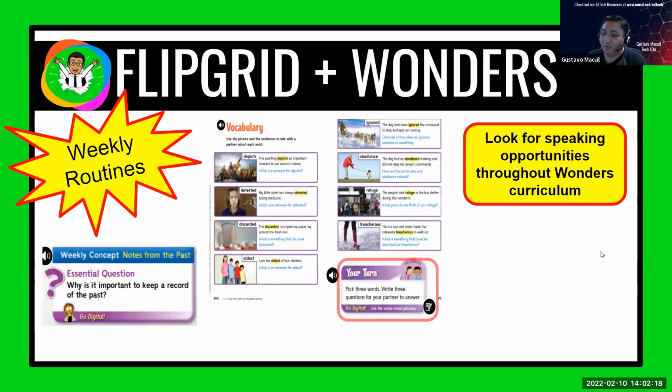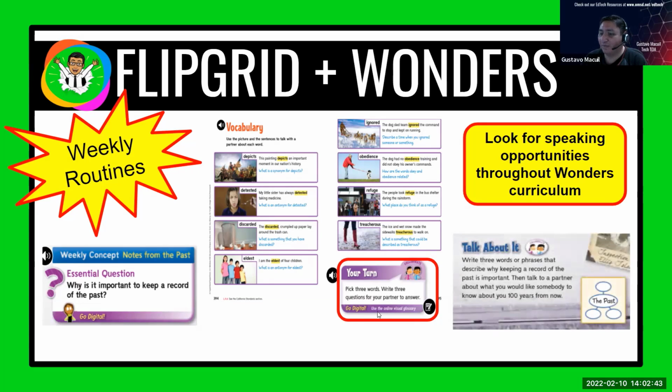As you know, in Wonders, there's also a vocabulary segment. There's a Your Turn there where it says pick 3 words, write 3 questions for your partner to answer. But instead of a partner, they would write it for anyone else. Those little idea boxes that they give you in Wonders are pretty clever. Sometimes I used to do these on Post-its, but now if I'm not in front of them, then obviously I push it out through a FlipGrid.